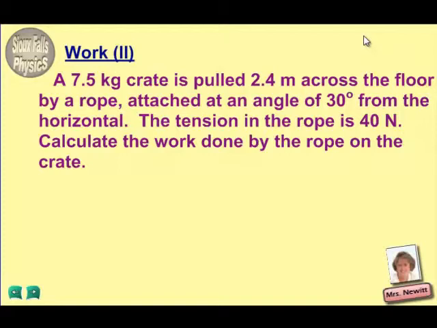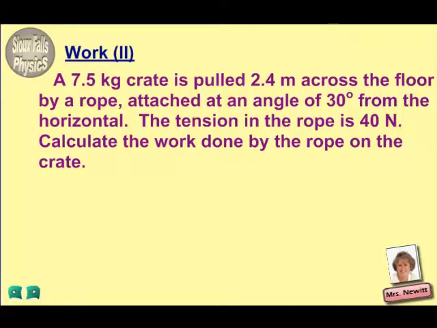Hello everyone, here's your Sioux Falls physics teachers looking at another little twist when we're calculating work. We have a crate pulled across the floor by a rope attached at an angle of 30 degrees. The tension in the rope is 40 newtons.